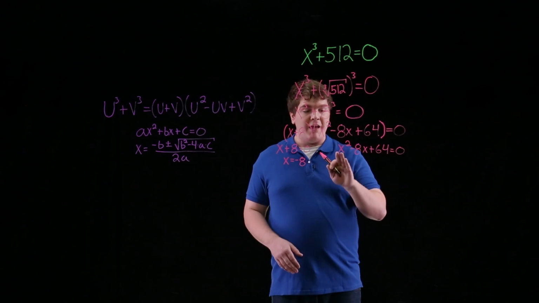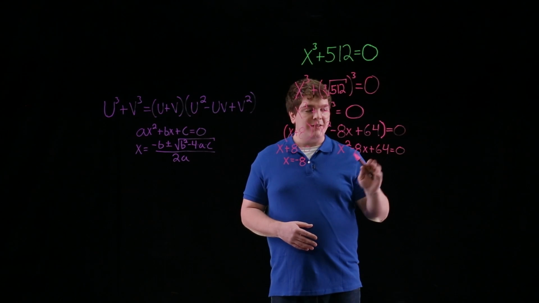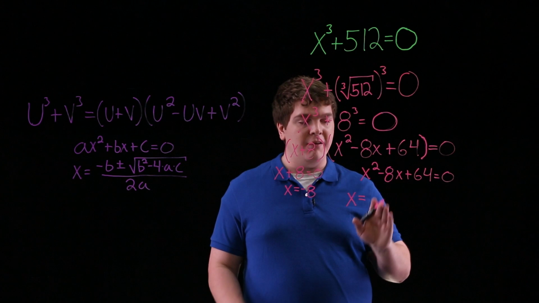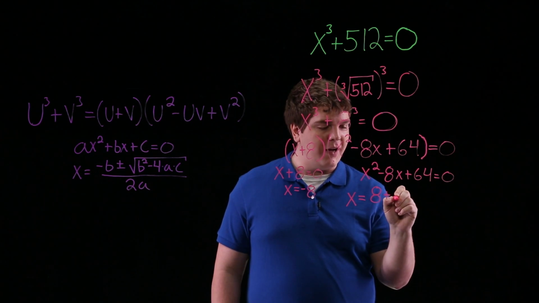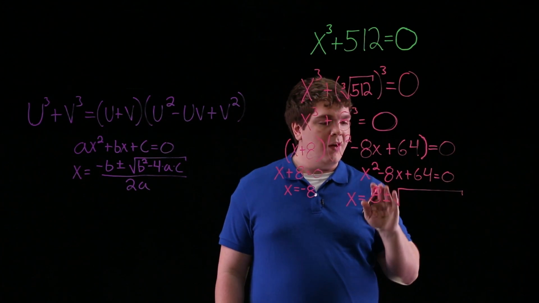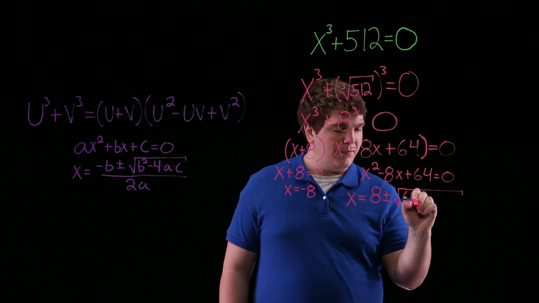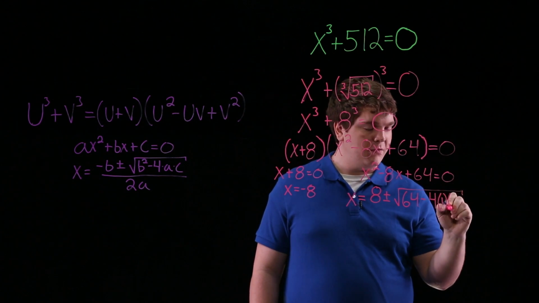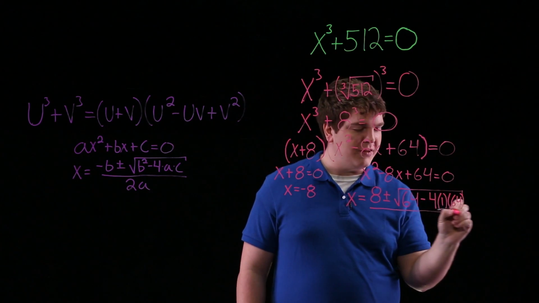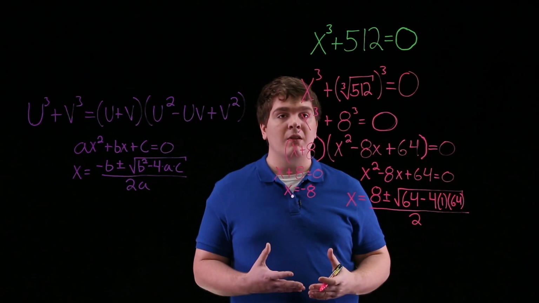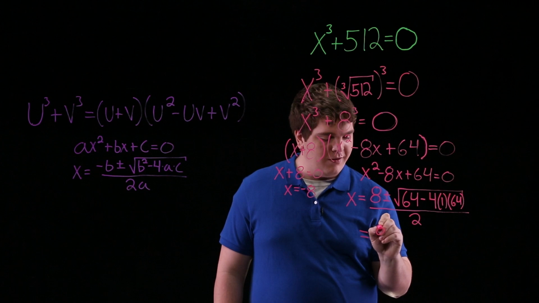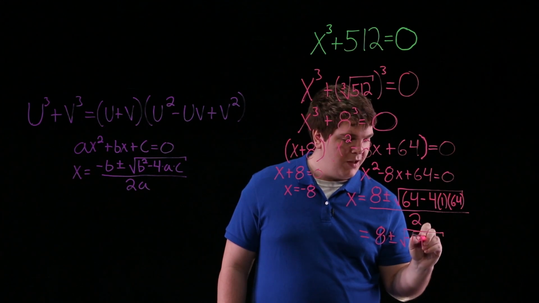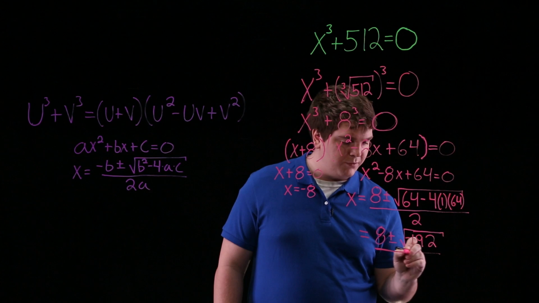Now coming back to our problem, we have a is equal to 1, b is equal to -8, and c is equal to 64. So when substituting into the quadratic formula, we have x is equal to negative -8, which is just 8, plus or minus the square root of -8 squared, or 64, minus 4 times 1 times 64, and this is all divided by 2 times 1, or just 2. So simplifying, we get x is equal to 8 plus or minus the square root of -192, all divided by 2.